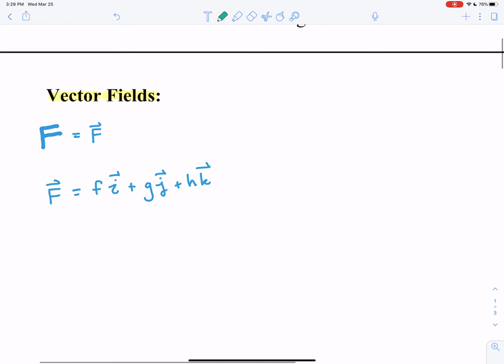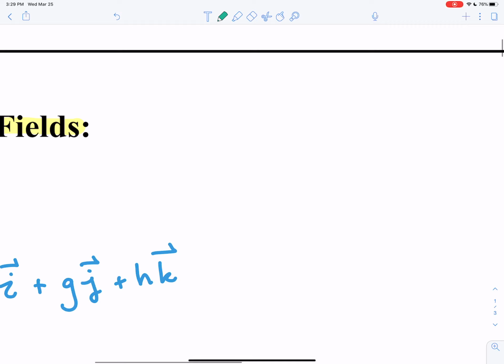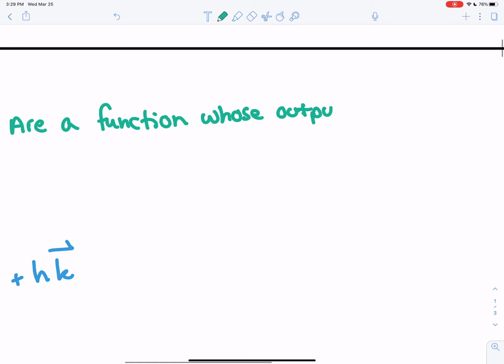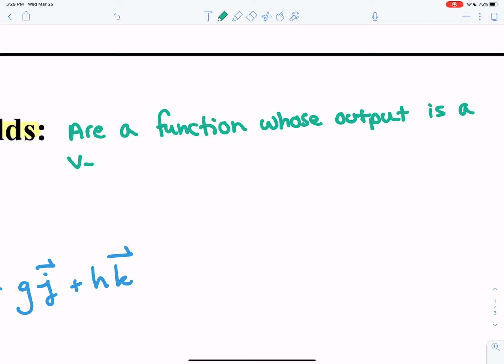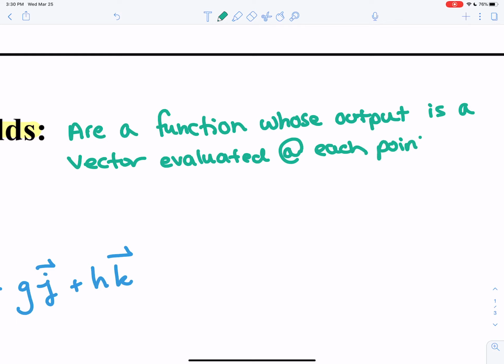So here is a note about what vector fields are. Vector fields are a function whose output is a vector, with direction and magnitude, evaluated at each point in the region.